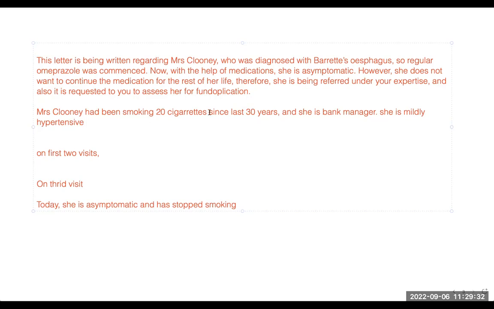If the data is relevant and word count is not a problem, if a small letter comes in the exam, I will try to write everything. But I know this letter is already a big letter. There are too many words, so I have to restrict my words to 200, and I will drop it here. So Miss Clooney had been smoking 20 since last 30 years and she's a bank manager. She's mildly hypertensive as well. Done. So I've told about social and medical history, whatever I find on the first visit.